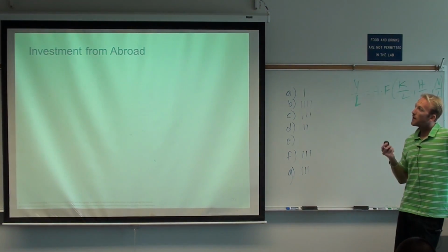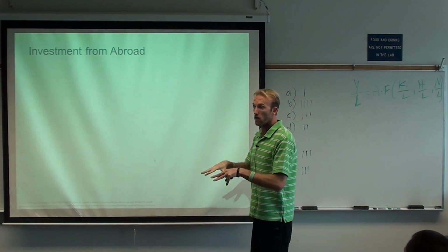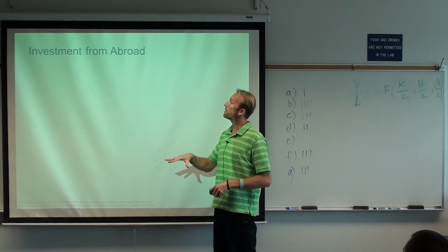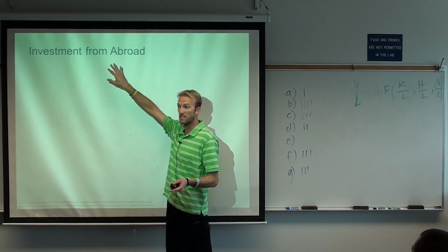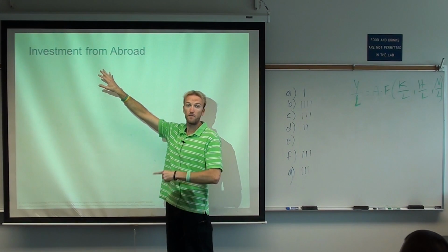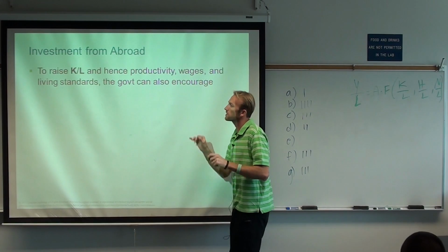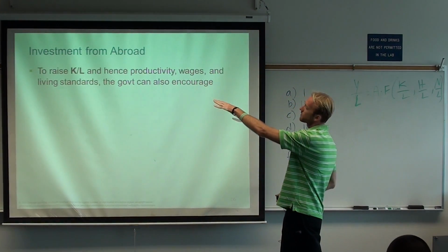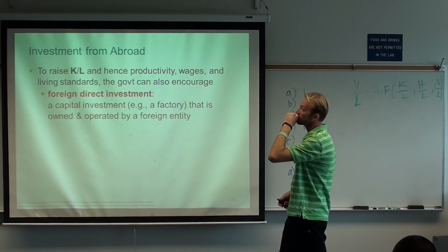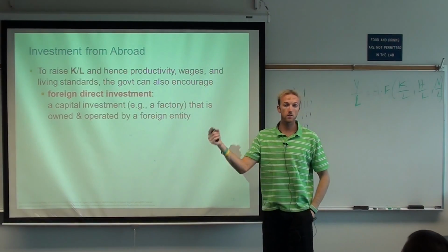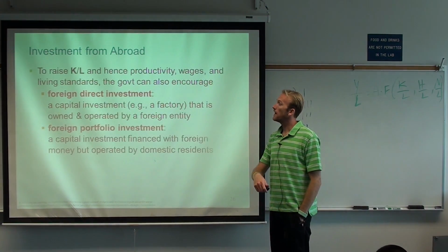Okay, so some countries want to invest in their K over L, their capital per worker, but don't have enough money in their own countries. Remember, I was just talking about these countries that at the end of the year run out of money and are not able to invest. They should be open to investment from abroad, perhaps, right? So to raise capital per worker, which will raise productivity, the government can also encourage foreign firms to put money into the country.